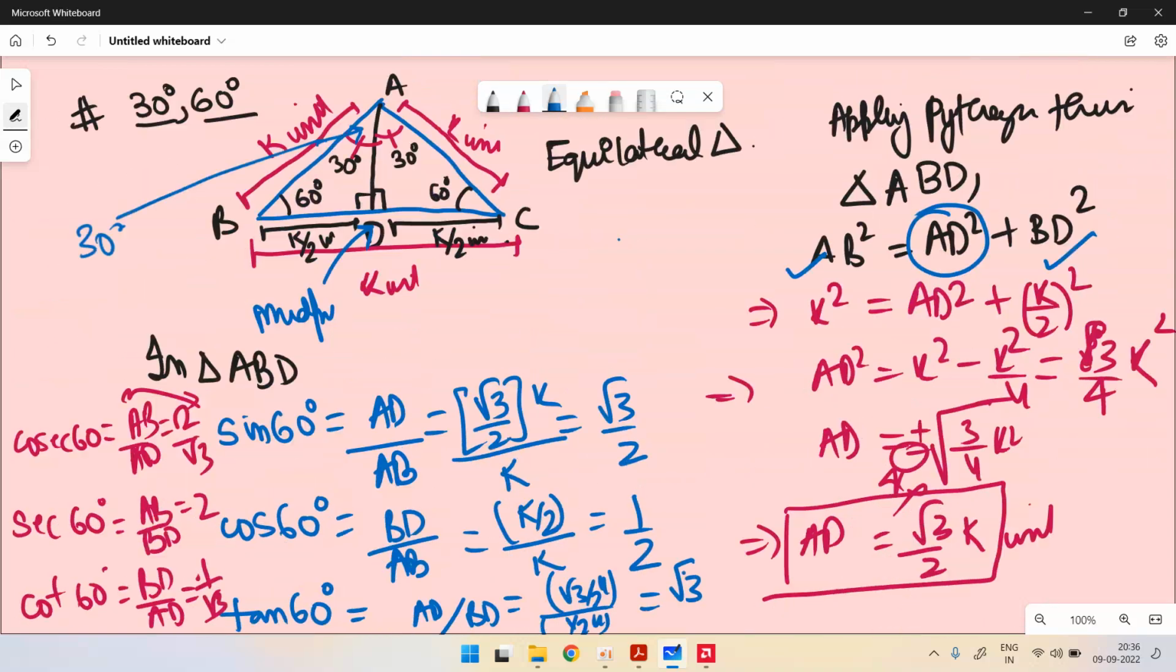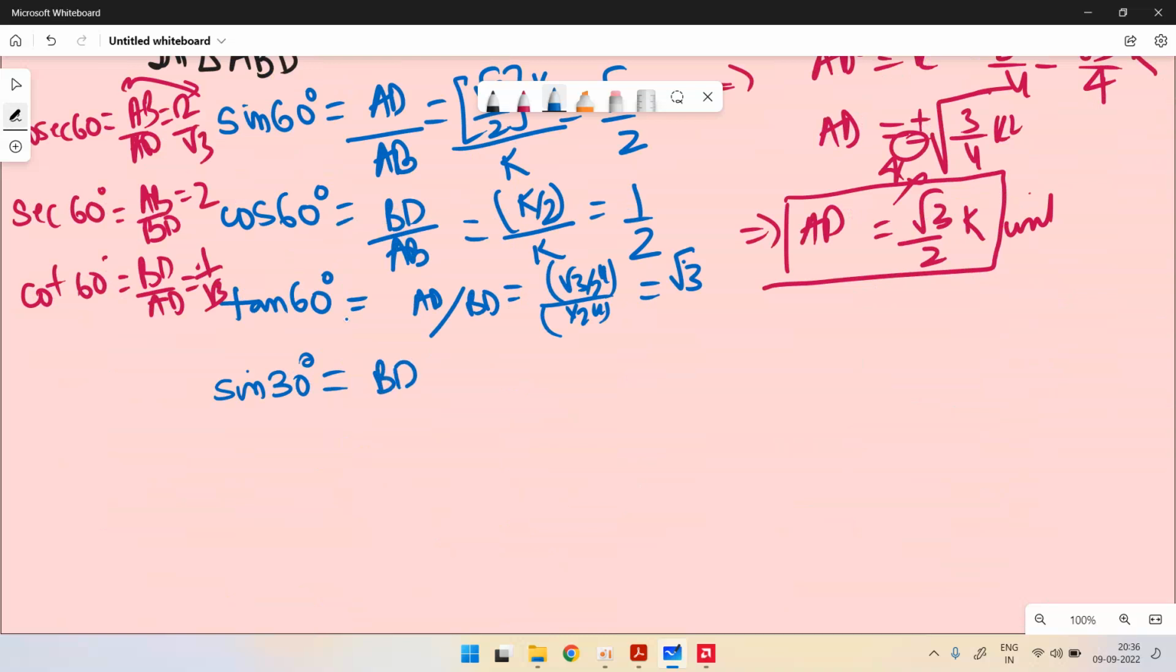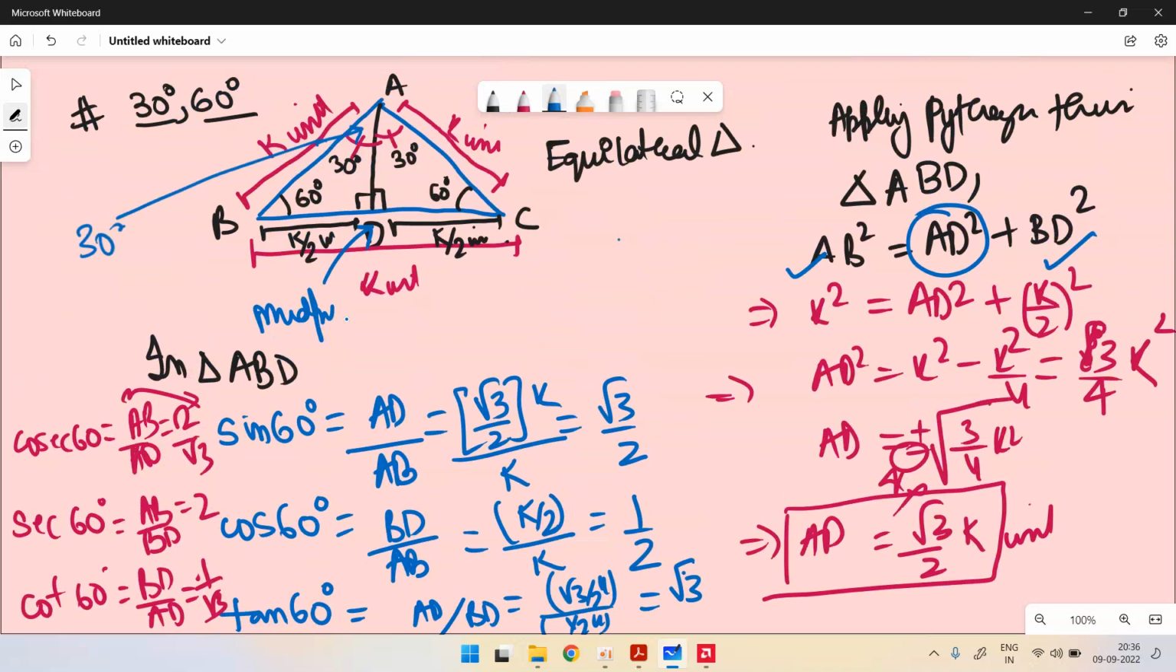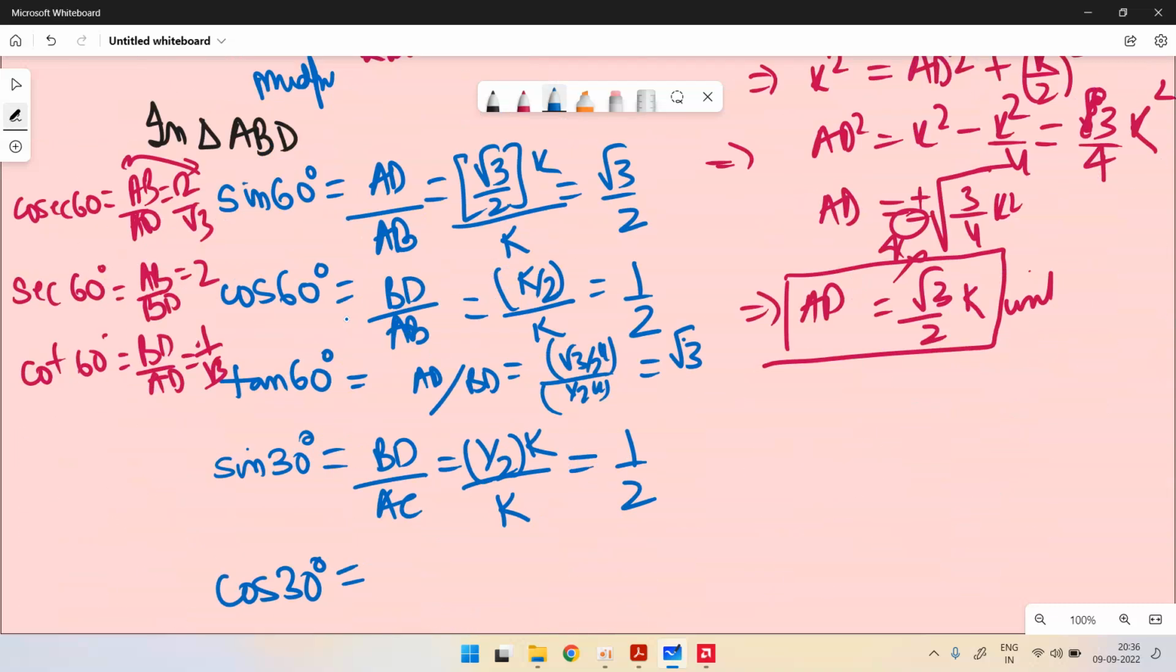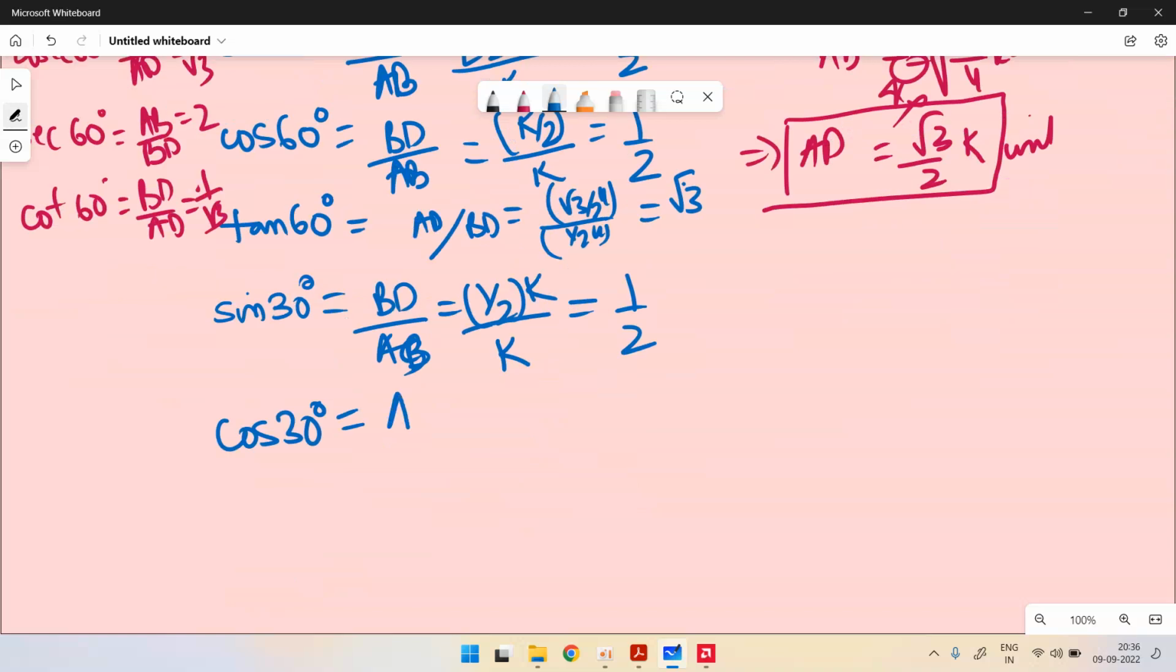This perpendicular will be BD. This is BD by AC. BD is half of K, and this AC is K unit, so this will be half. Cos 30 degree. What is cos 30 degree? From here, cos is base by hypotenuse. Base is AD by AB. AD by AB. AD is given to be root 3 by 2 K, by K. So this is root 3 by 2.